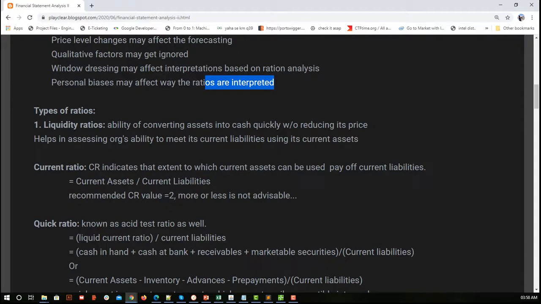Now coming to the types of ratios. We have four types of ratio. One is liquidity ratio. Liquidity means the cash which we can spend right now, or the cash in hand, or the assets which can be converted to cash as soon as possible, like in less than 1 month. If we can convert an asset into money, then we call it a cash equivalent. Those kinds of things we call liquidity. Ratios dealing with cash and cash equivalents we call liquidity ratios.